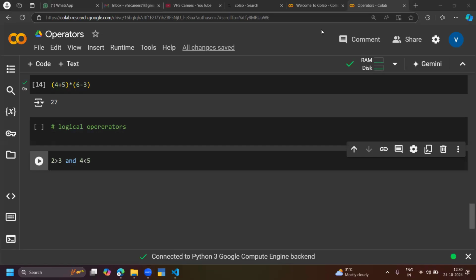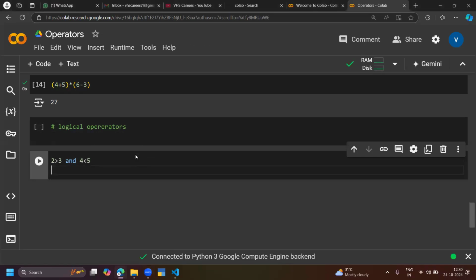Sir, remember one point: this is the AND operator. The first statement, 2 greater than 3, is false. False and true, what is it? With the AND operator, both statements should be true, then only it is true. Otherwise, finally it will be false. So the output is false. 2 greater than 3 is false, 4 less than 5 is true, and false and true is false only.